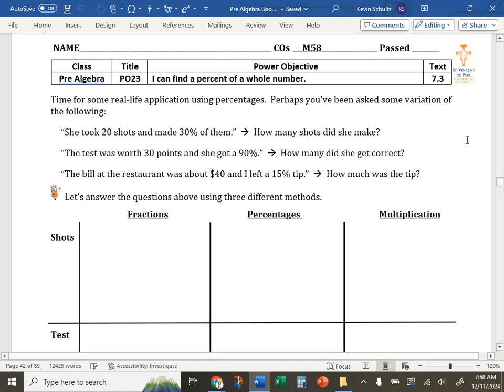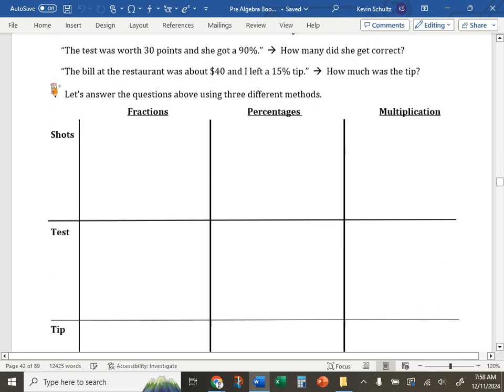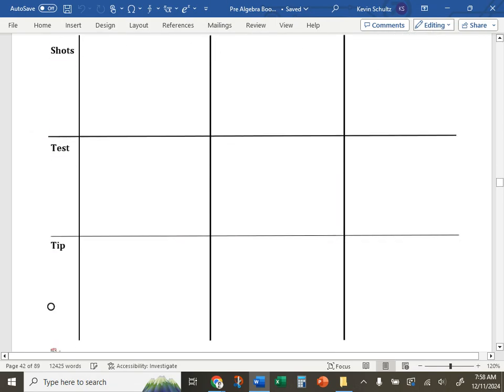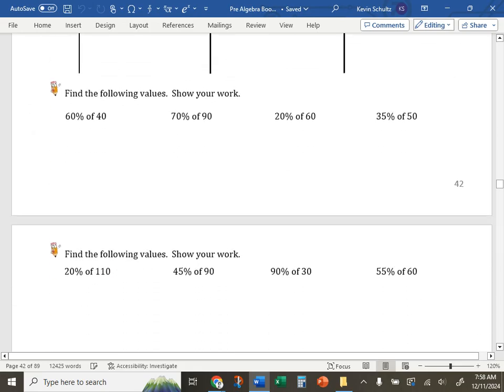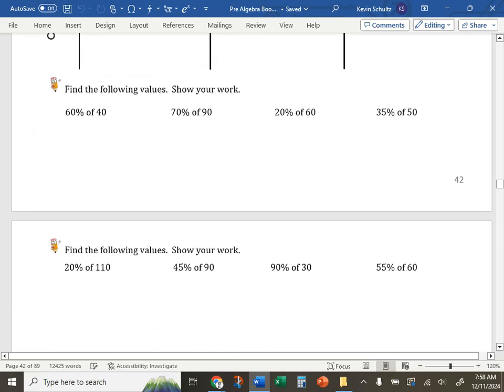PO23, which is finding a percent of a whole number. We kind of got started with this yesterday and talked about this first fraction method. We did the shots and the test example together. You did 60% of 40. Let's warm up with 70% of 90. Use the fraction method that we talked about yesterday to calculate that.